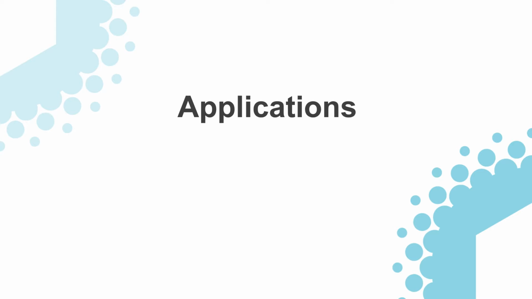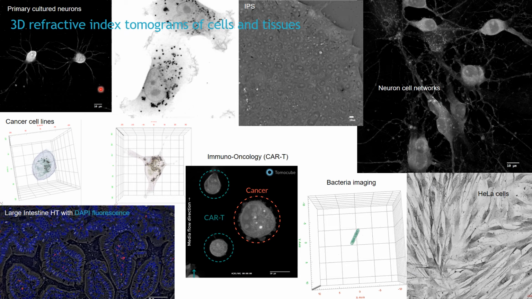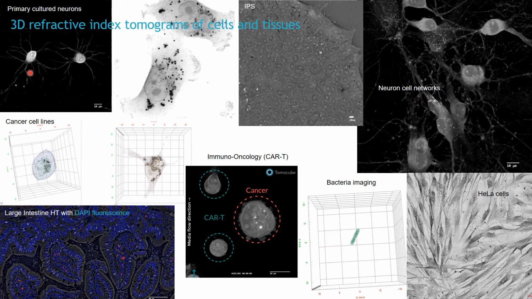Now, I would like to show you what HT has been used for. Using this machine, many researchers have obtained some exciting images of moving cells and tissues. For example, we just introduced some representative data, such as this primary cultured neuron cell. We can see the cell body and axons and dendrites.